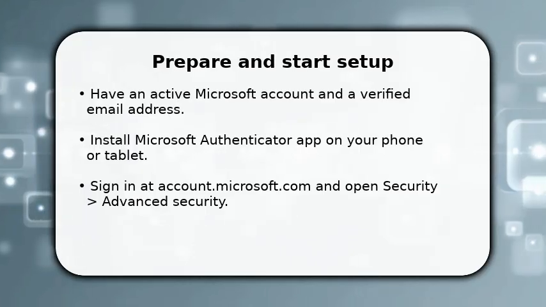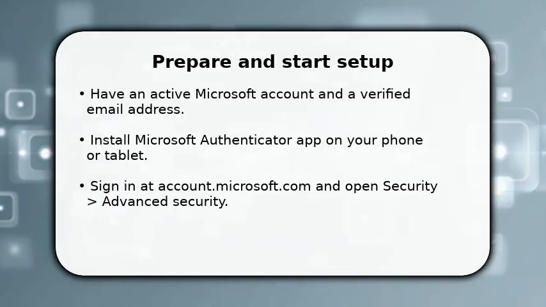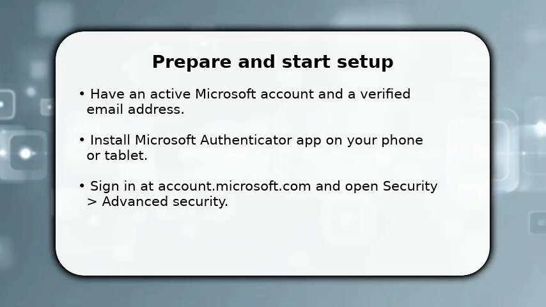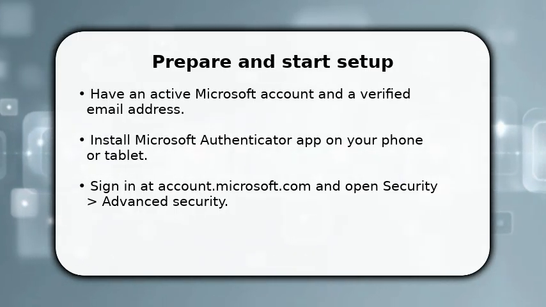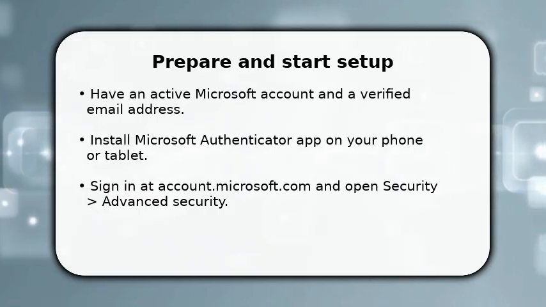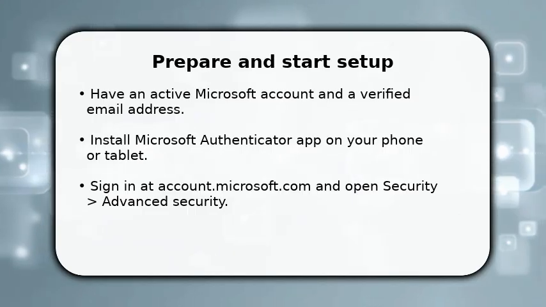You begin with essentials: a working Microsoft account and a verified email. Once signed in at account.microsoft.com, go directly to security and advanced security options. Do not skip this. Add your verified email as a recovery contact, then install and open Microsoft Authenticator.